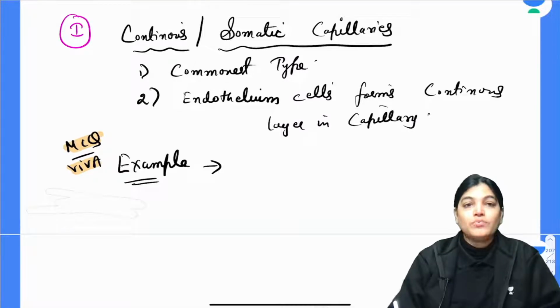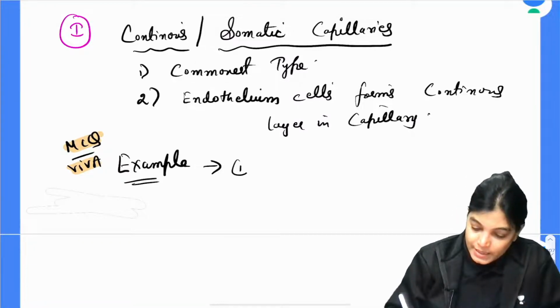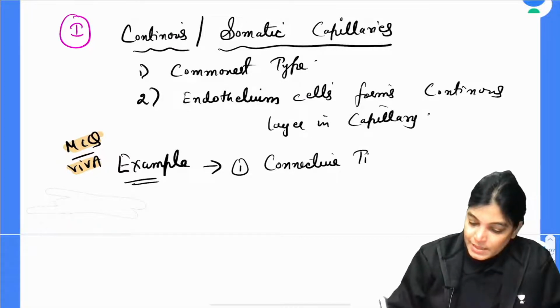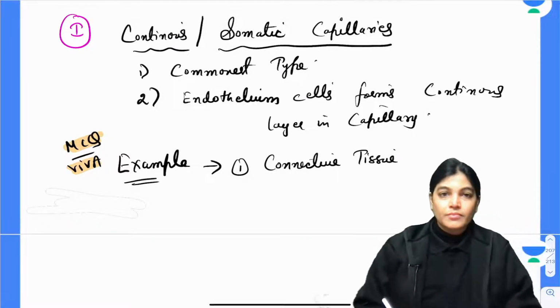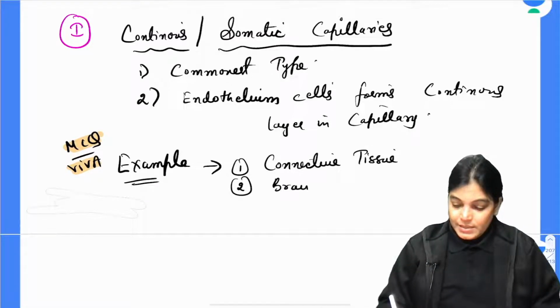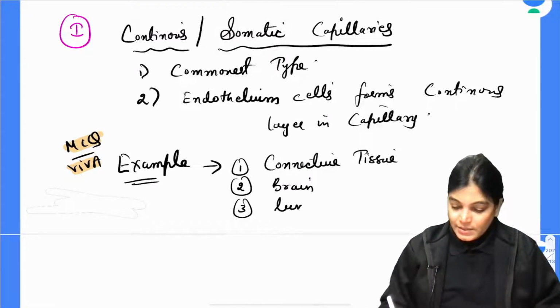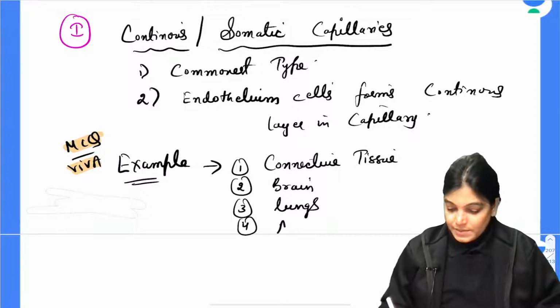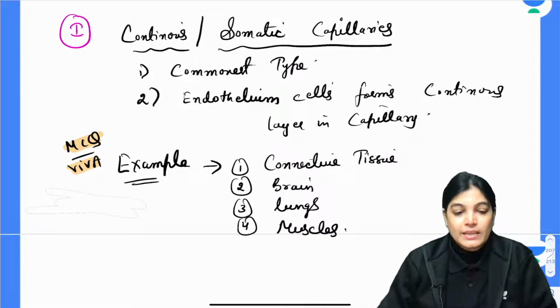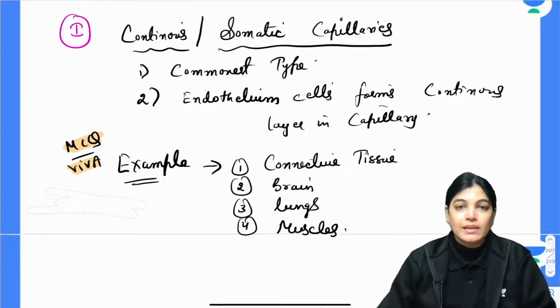These kinds of capillaries are present in connective tissues. This is present in brain. This is present in lungs. This is present in muscles. These are basically examples of continuous or somatic capillaries.